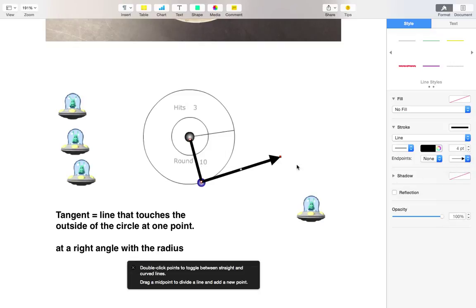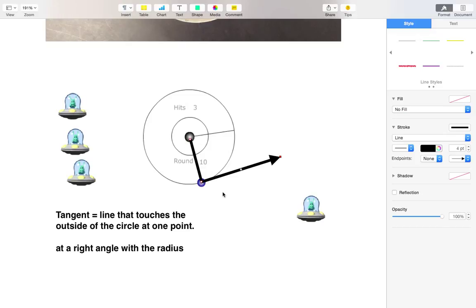Okay, so I know that the ball is going to travel in that direction at a 90-degree angle to the radius at the time. So when you're doing the game, that's what we want to do.